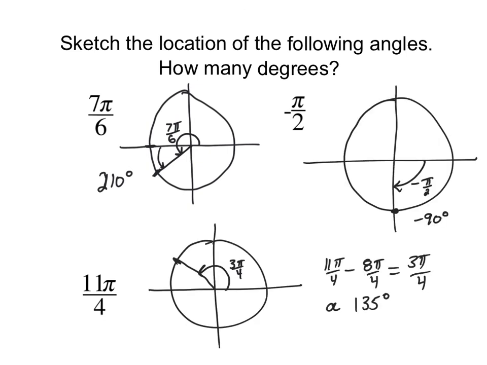Okay, welcome back. A negative pi over 2, you're going to start on your x-axis, go in a negative direction, which is clockwise, pi over 2 units. That would be the same as a negative 90 degrees. For 11 pi over 4, you have to first subtract out 1 revolution, 8 pi over 4. That leaves you with 3 pi over 4. There's my angle measure of 3 pi over 4, which is equivalent to 135 degrees.